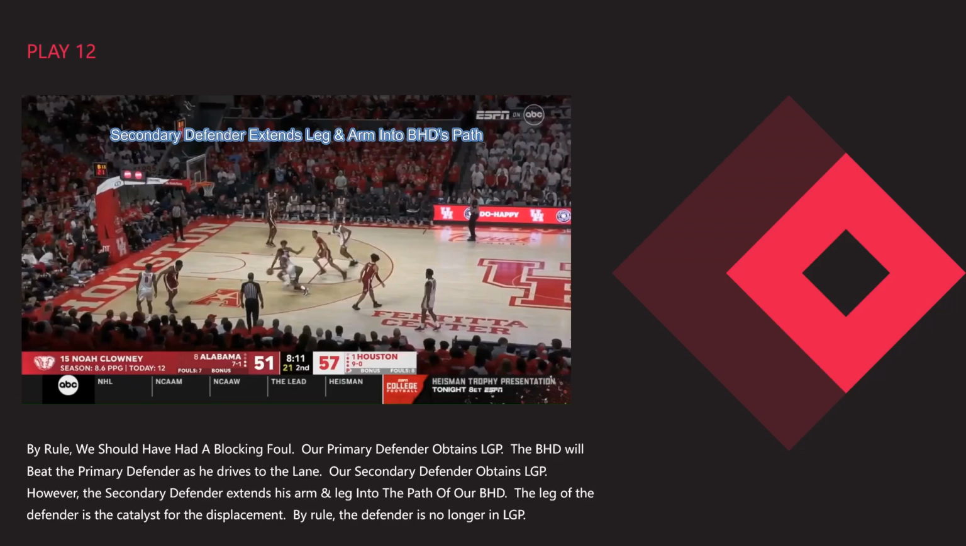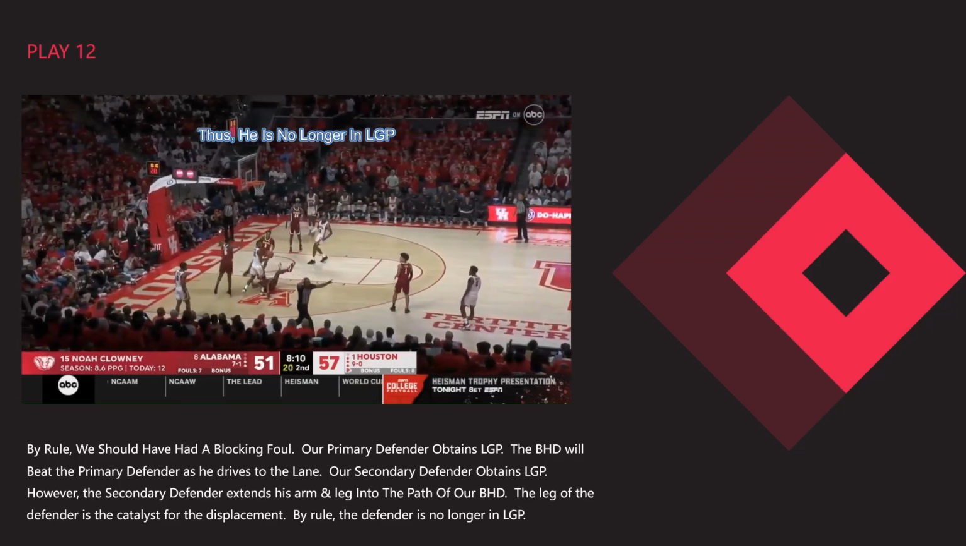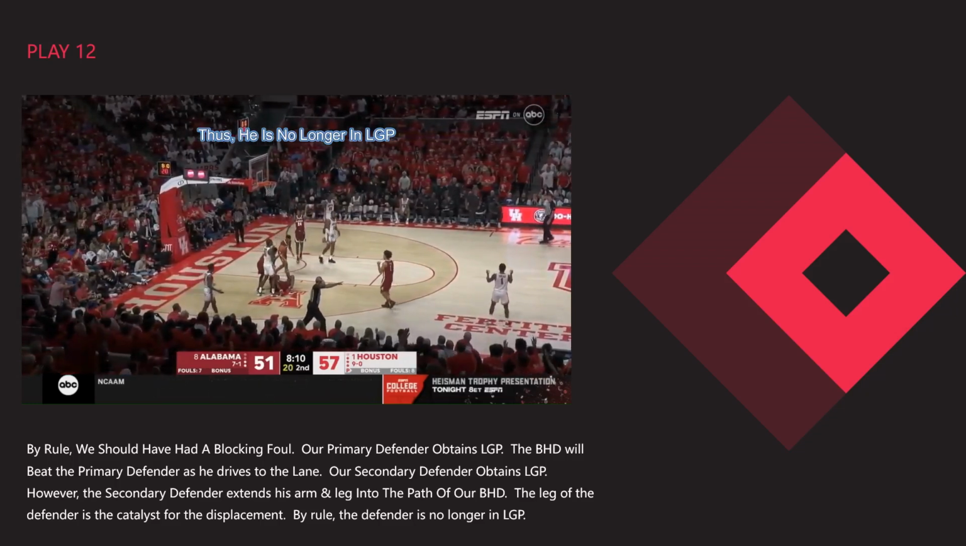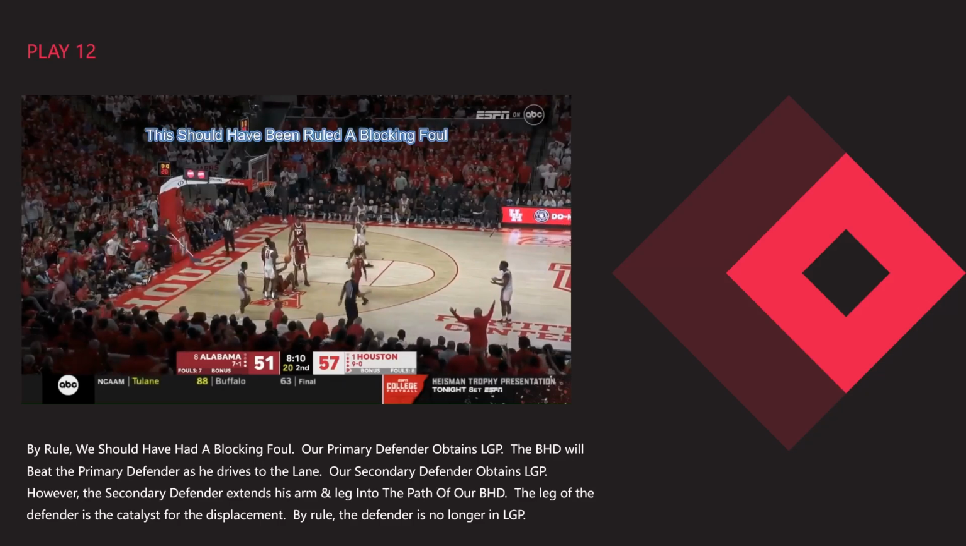Because our secondary defender extends his leg and arm into the ball handler dribbler's path, by rule, he is considered to no longer be in legal guarding position. It is the extension of the leg and the arm that causes the displacement and the illegal contact. This foul should have been ruled a blocking foul on our secondary defender as opposed to the player control foul.